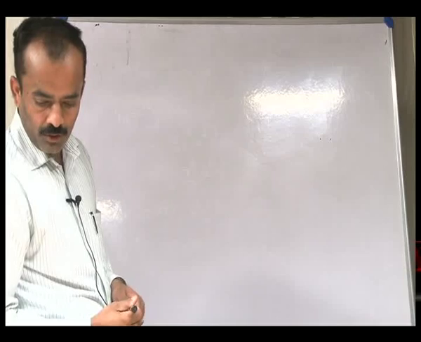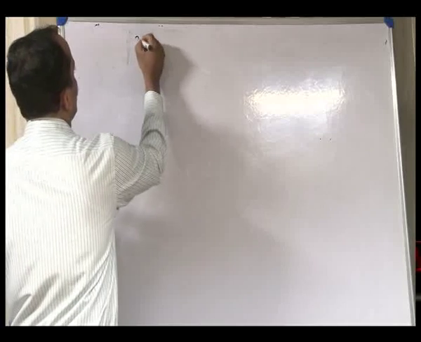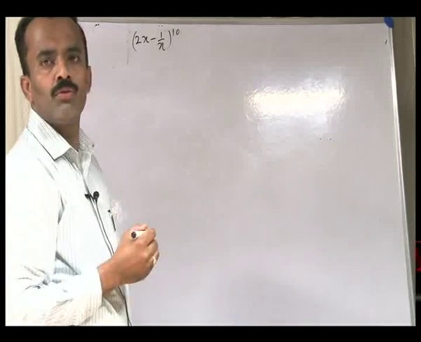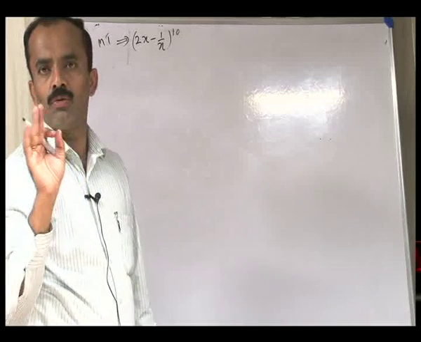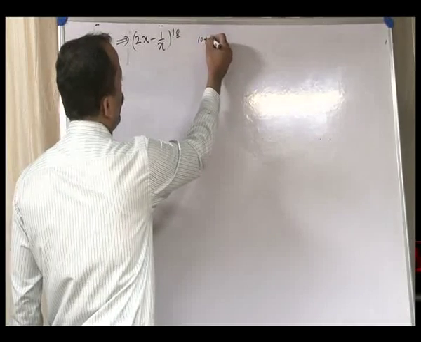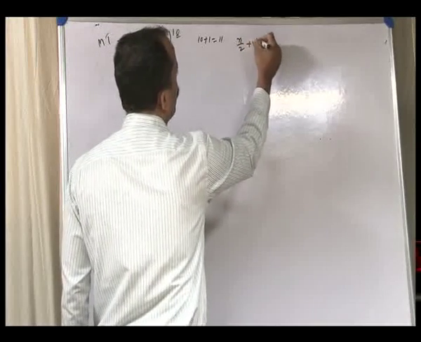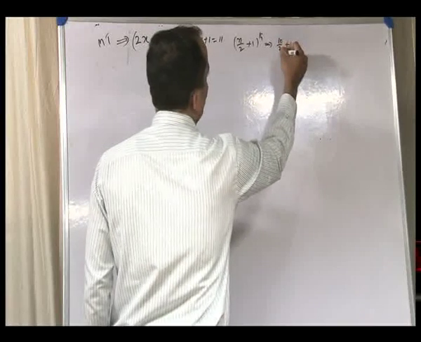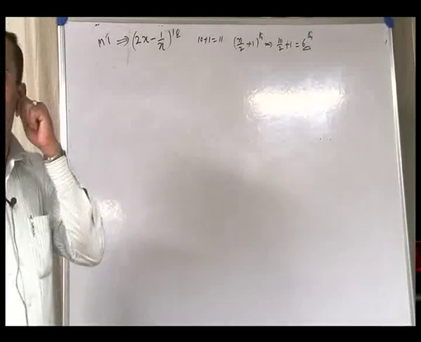Next, find the middle term in the expansion (2x minus 1/x) whole to the power of 10. This is a middle term problem, (2x minus 1/x) whole to the power of 10. See, how many terms are in the expansion? 10 plus 1, that is equal to 11. Which is the middle term? The middle term is the (n/2 + 1)th term. So, that is 10/2 plus 1. So, 10/2 is 5, 5 plus 1 is 6, we have to find the 6th term. The 6th term is the middle term.